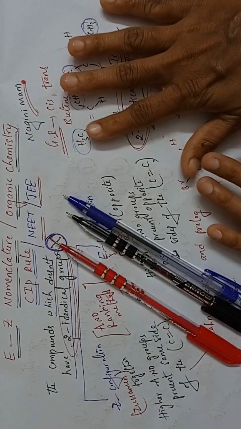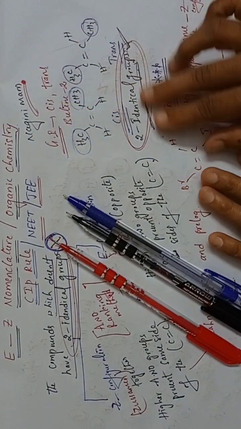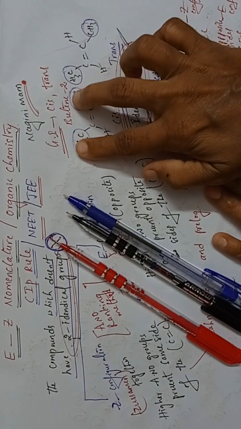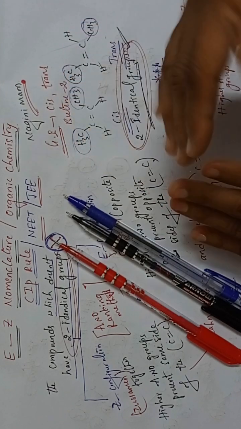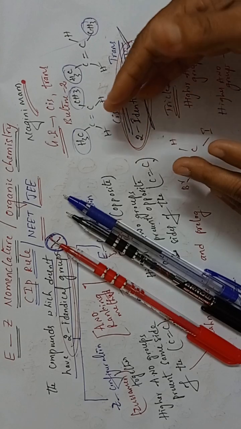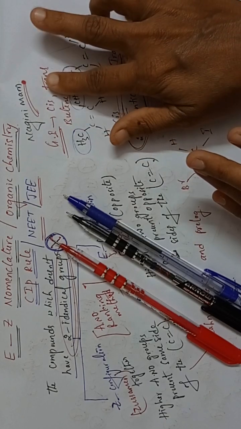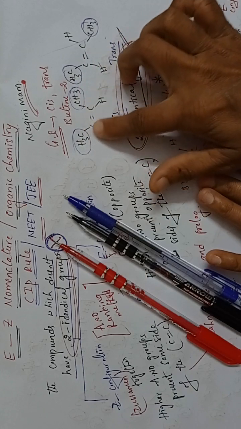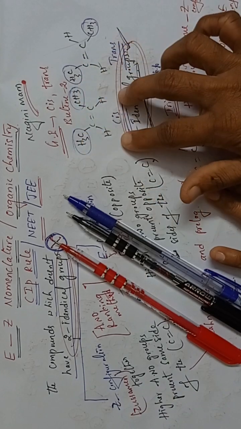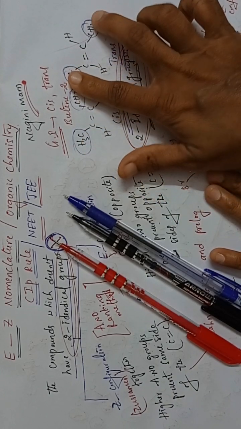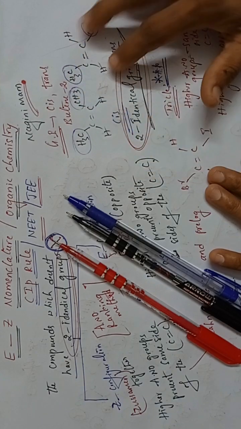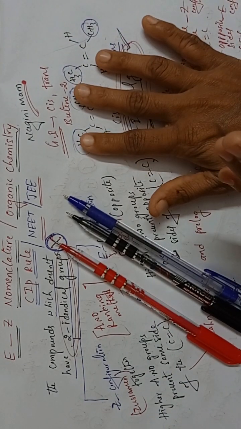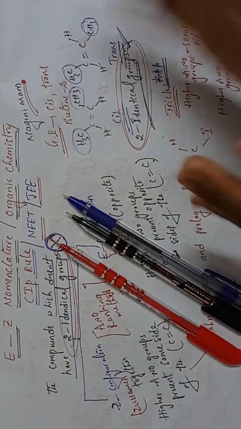Cis-trans applies to compounds which have two identical groups present in the given compound. See here, CH3, CH3: two identical groups are there. Here also, two identical groups are there. Those compounds are classified into two types, cis and trans. Cis-trans means that if the two identical groups are present on the same side of the doubly bonded carbon atoms, that is the cis form. If the two identical groups are present on opposite sides of the doubly bonded carbon atoms, that is the trans form. So the compounds that have two identical groups are classified into cis-trans.